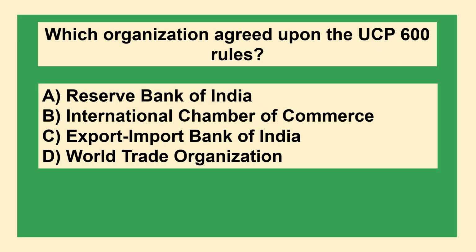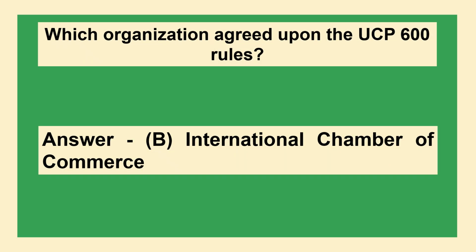Which organization agreed upon the UCP 600 rules? Option A, Reserve Bank of India. Option B, International Chamber of Commerce. Option C, Export-Import Bank of India. Option D, World Trade Organization. The answer is option B, International Chamber of Commerce.